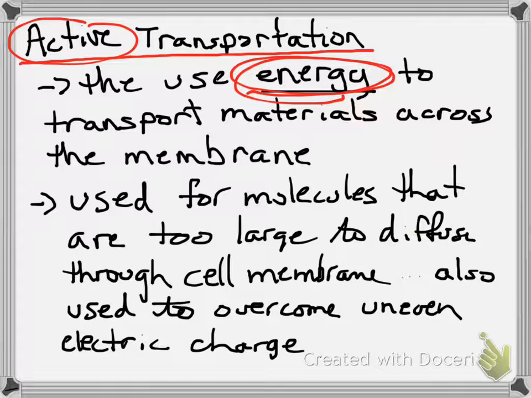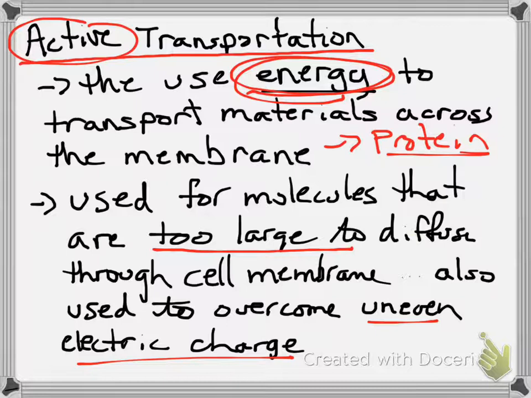Again, protein, that's something I didn't add here, but definitely there is a protein structure involved, very specific to its shape. Certain protein shapes with active transportation only allow certain molecules to move through. And again, these are used with too large of a molecule to diffuse through the cell membrane, or to overcome uneven electric charge, which is really moving against a concentration gradient. Again, square brackets, concentration gradient. And again, that is a super process.